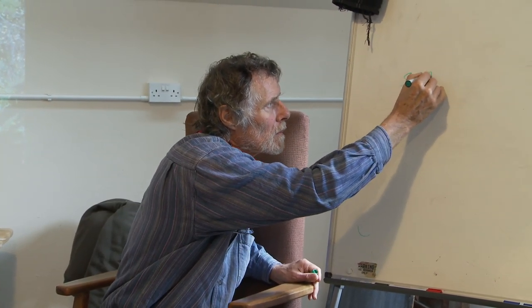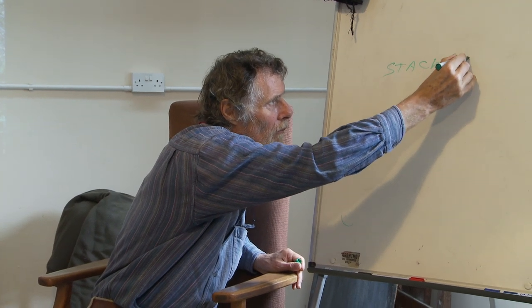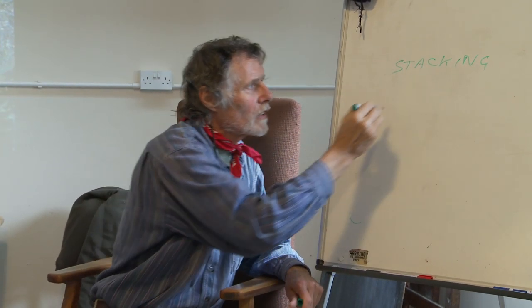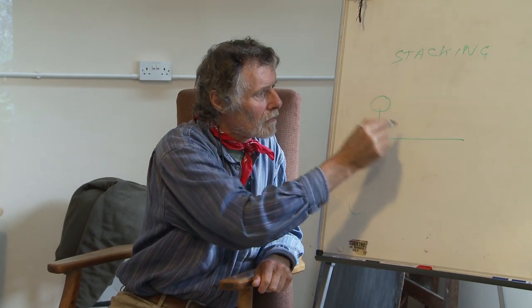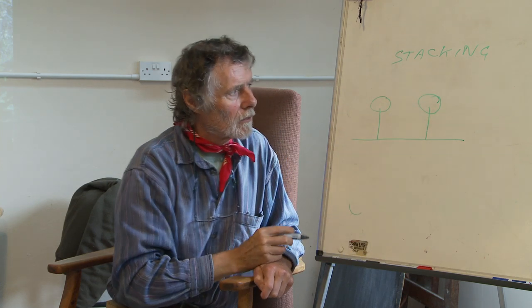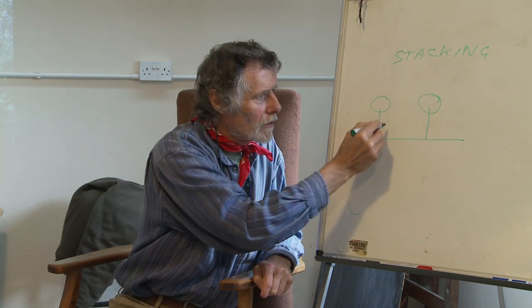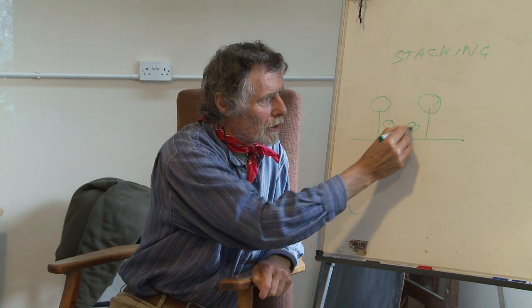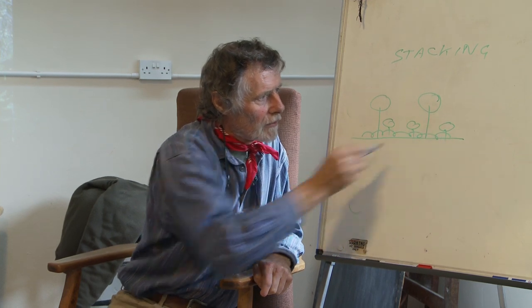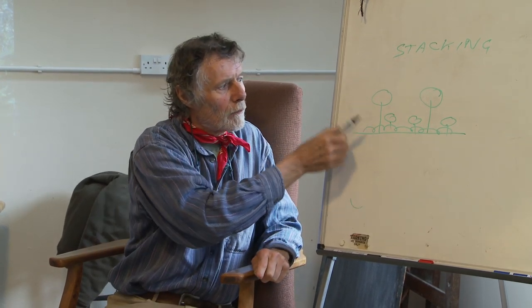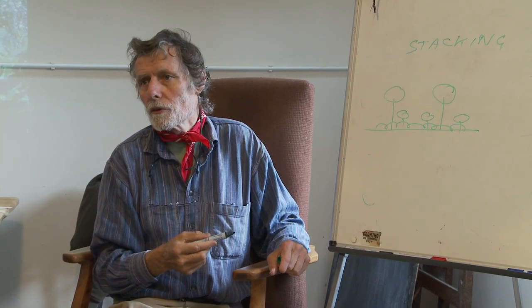The next principle is what we call stacking. Now stacking is another kind of diversity, but it is specifically diversity where some plants are taller than others. And the classic example is the forest garden, where you have a tree layer of fruit trees, and then you have a shrub layer, fruiting shrubs, currants and raspberries and so forth, and then you have a vegetable layer of perennial vegetables and ground cover plants. So there you've got those three layers.